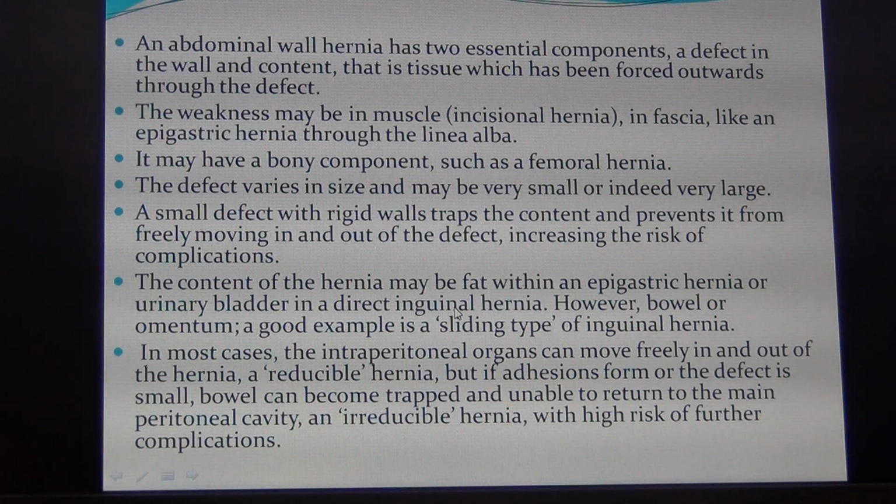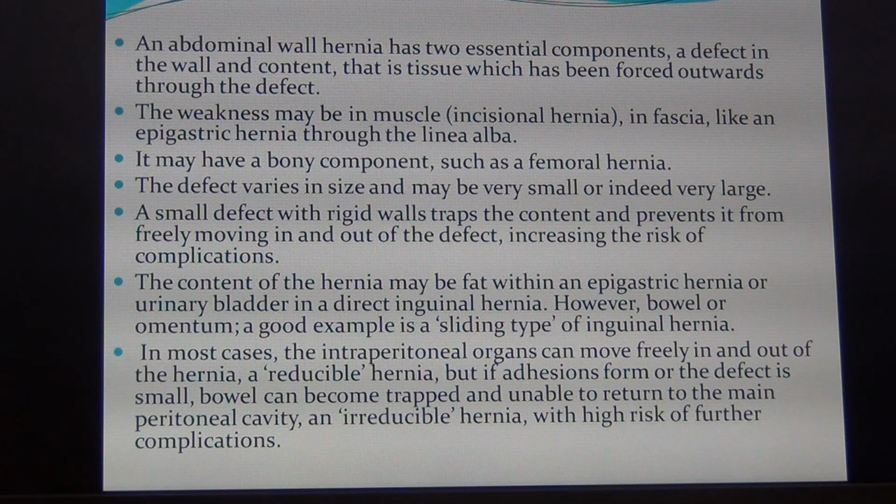Common principles in abdominal hernia. Usually the abdominal wall hernia, the hernia in general, has two essential components: a defect and a content. Defect and content, these are the two major. A defect that is present in the wall, and contents that are present in the cavity containing that defect.